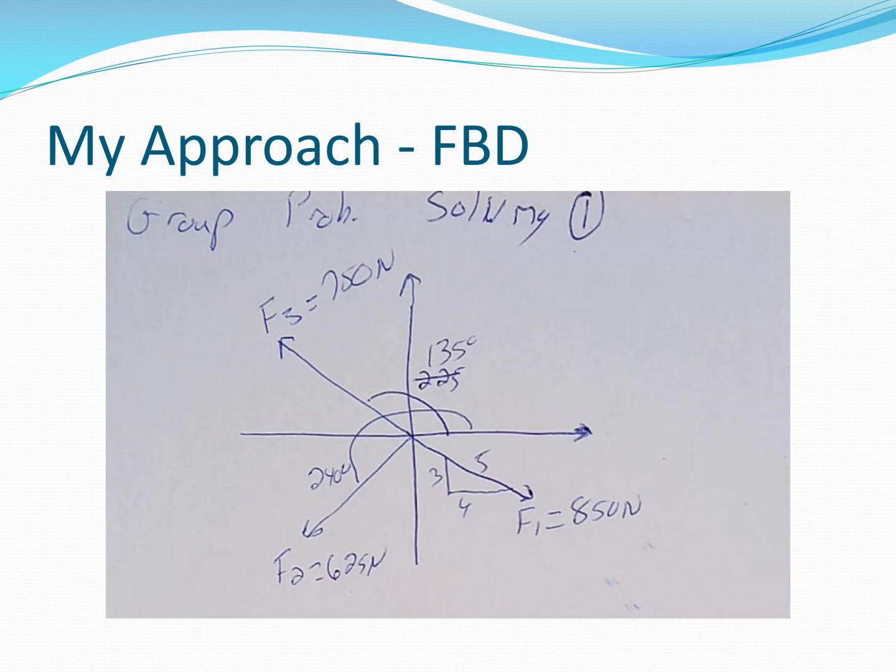If you take a look at this drawing, and it's beautiful as you can see, there's my free body diagram for the problem that we just had. You can see F1, I've got with a 3, 4, 5 right triangle and 850 newtons. F2 is 240 newtons from the positive x-axis, and F3 is 135 off of the positive x-axis.